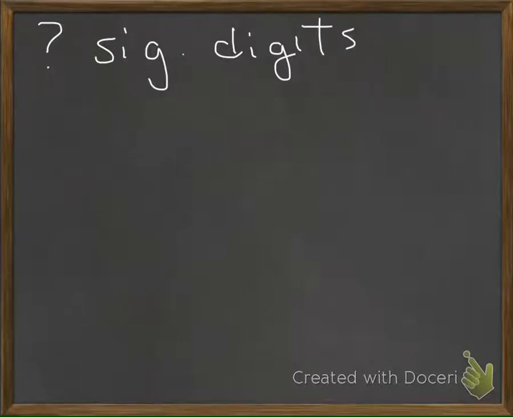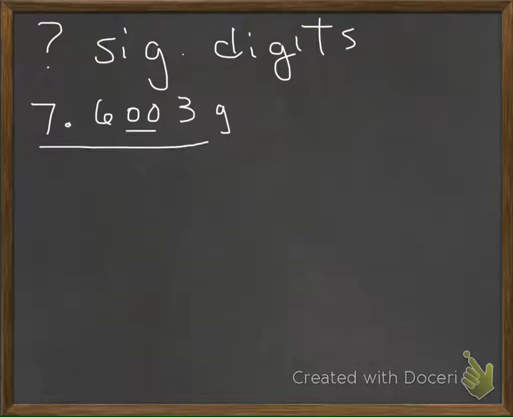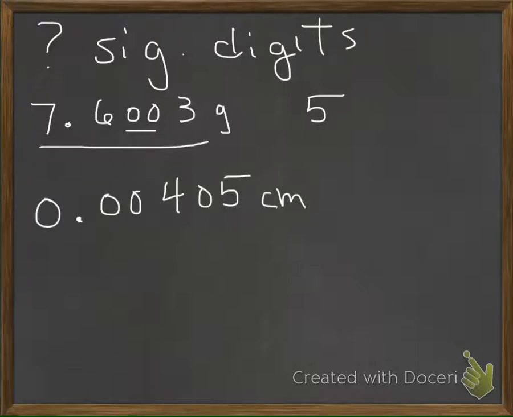Let's try some examples together. 7.6003 grams. The first and last number are not 0, so everything in between, including the zeros, was measured, 5 significant digits. Our next example. We have a bunch of preceding zeros, so nothing counts until we come to the first non-zero number, giving us 3 significant digits.